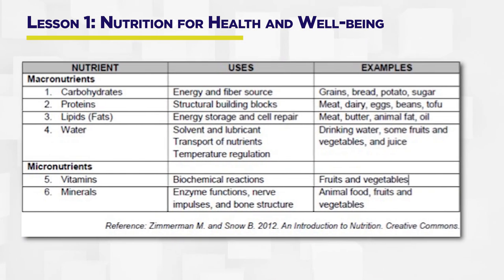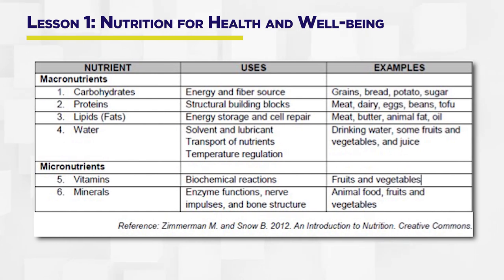Now let us define nutrients. Nutrients are substances required by our body to perform certain functions. There are 6 groups of essential nutrients required from the diet since they are not synthesized by the body. They can be further subdivided into macronutrients and micronutrients.